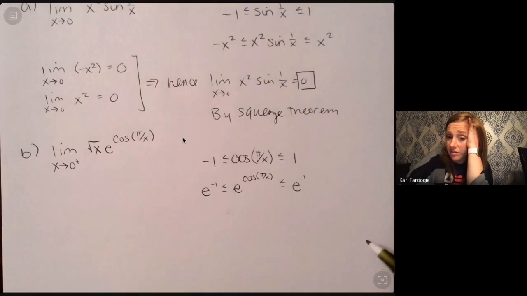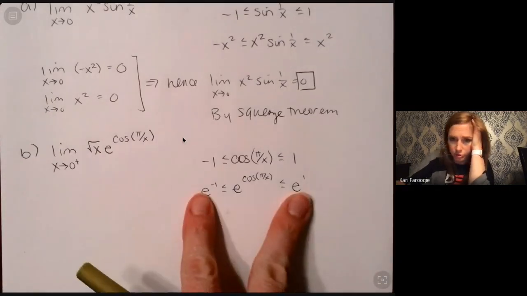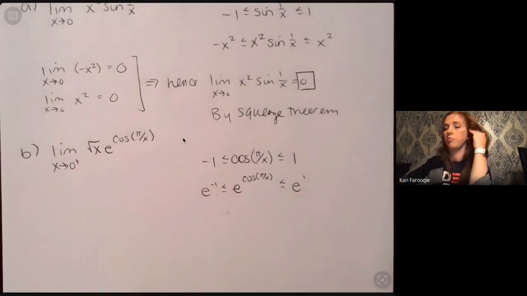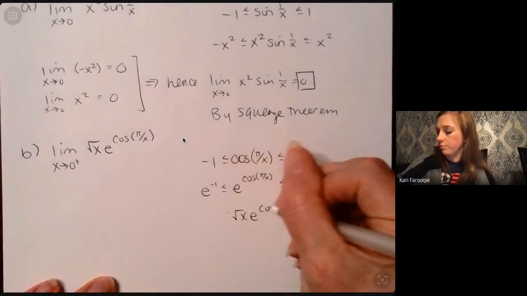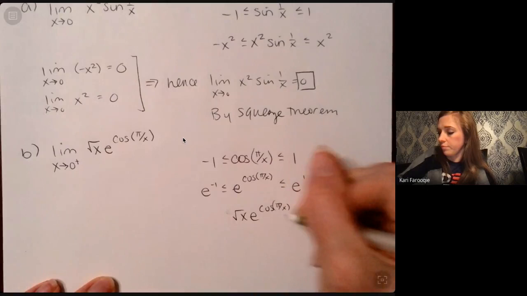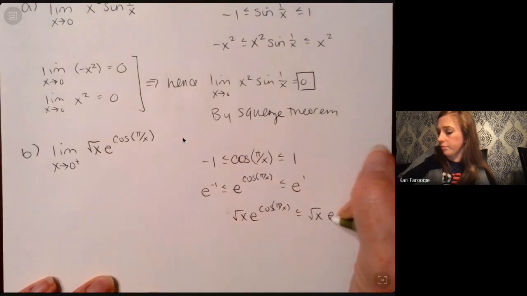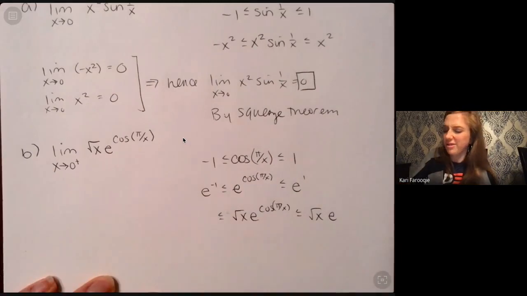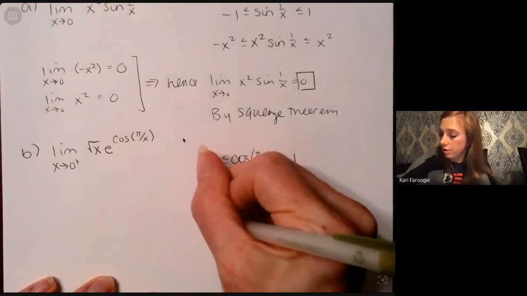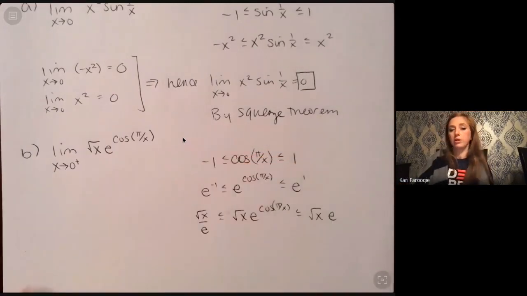And then the last thing I have to do, so that was the trickier part, is multiply through by the square root of x, and then I'll get it to match. e to the -1 is the same thing as 1 over e. So if you want to write it like that, I think it looks better, but that's up to you. I cannot force you to do that.